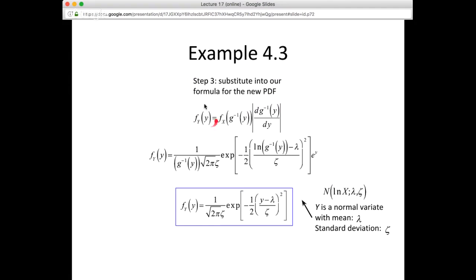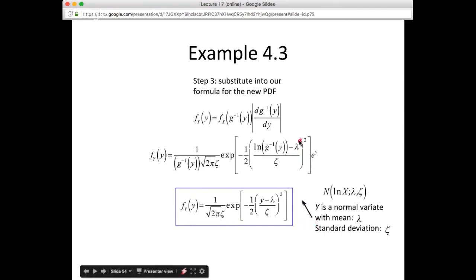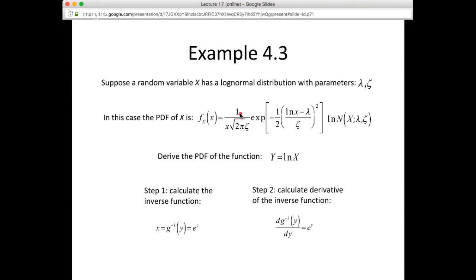And so our formula for the PDF of the random variable y is going to be equal to the PDF for the random variable x, evaluated at g inverse of y, times the derivative of g inverse of y with respect to y. Well, we know this quantity here is just e to the y. We showed that here. So we can substitute that one in. And if we take our log normal distribution and substitute g inverse of y, remember what g inverse of y is, it's just e to the y.